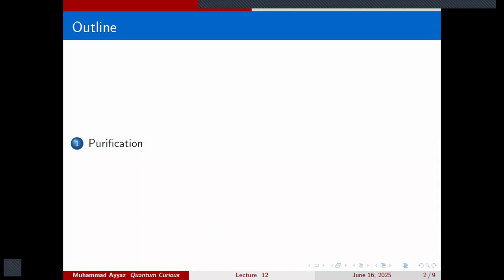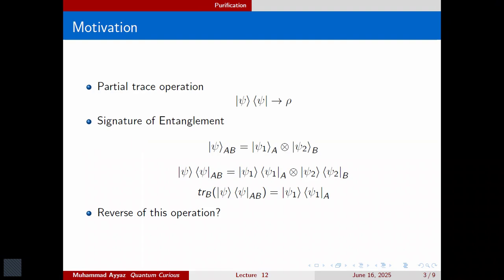Usually we have the knowledge of the reduced state, but we want to build the larger system from which it is coming. This is the operation that is related to purification of the state. So let's start with some motivation. We know the partial trace operation, and we can easily calculate the reduced state if we know the pure state, or the larger state.